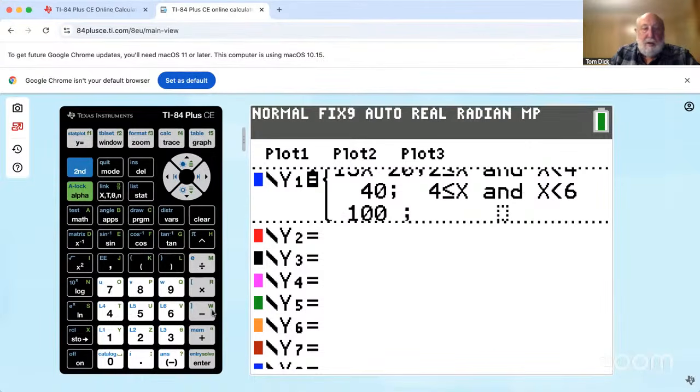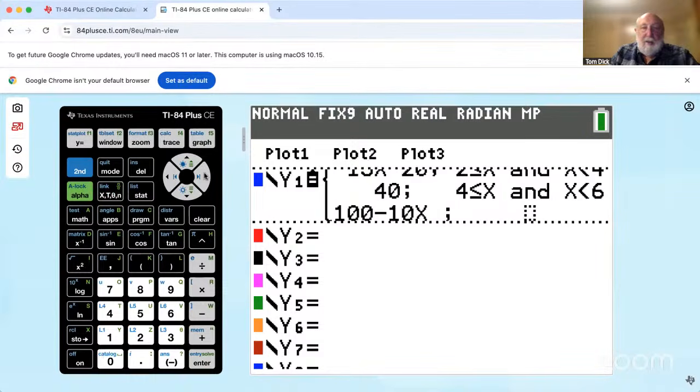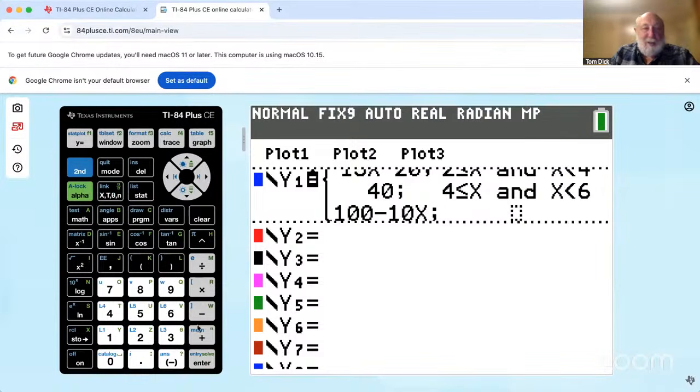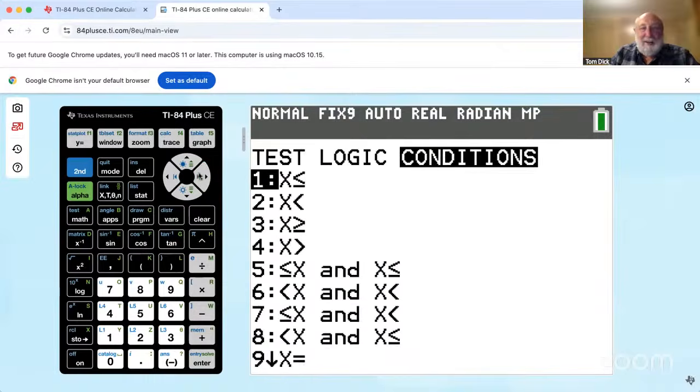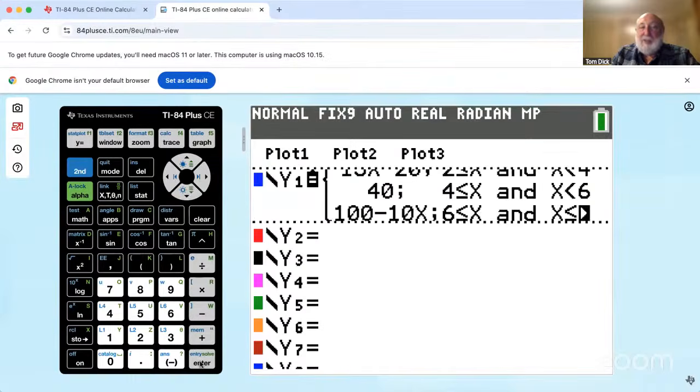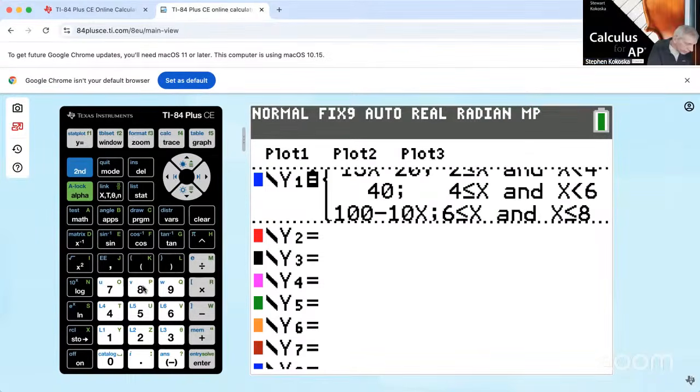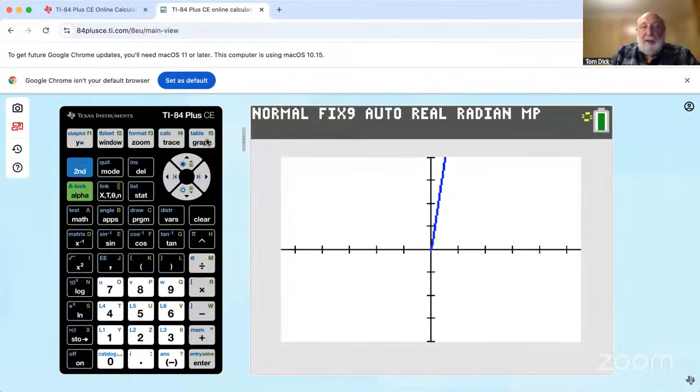Okay. And then finally, the last piece, I think I came up with 100 minus 10x, which probably looks quite a bit different than what Steve had, but I think it has to be equivalent. Okay. Yep. So we'll go to test, conditions. And this one, I actually want to go all the way to 8. And so this one I will use number 5 for. So 6 less than or equal to x and x less than or equal to 8. Yep. And let's get a graph of that.